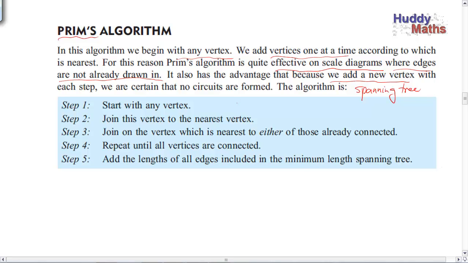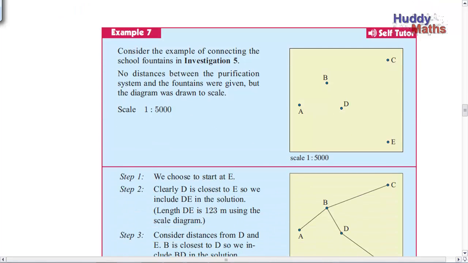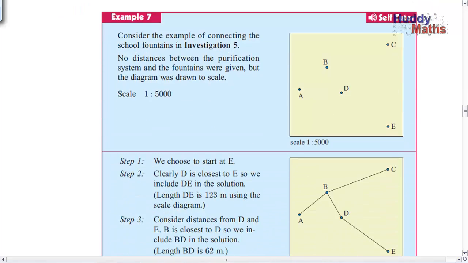So what are the steps? Start with a vertex, join this vertex to the next nearest, then join on the vertex which is nearest to either of those already connected. At each stage you look for the shortest distance. Repeat until all vertices are connected, and then you add up the lengths. It's a fairly simple idea. Don't move before you make sure that you're moving the shortest distance. Let's have a look at an example. I'll go through this one with you. This is school fountain one, back on the first screen. So what are we going to do?